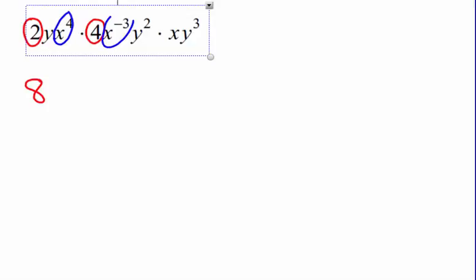to the first. So when we add these up, we get 4 plus negative 3 is 1, plus another 1 for the x to the first gives us x squared. And then the y's, we have y to the first, y squared, and y cubed. We add the exponents up there, and we get y to the sixth.